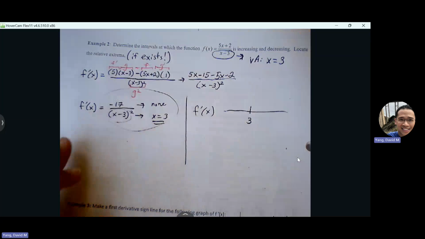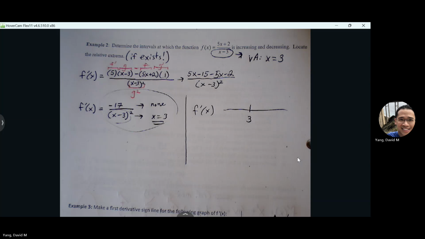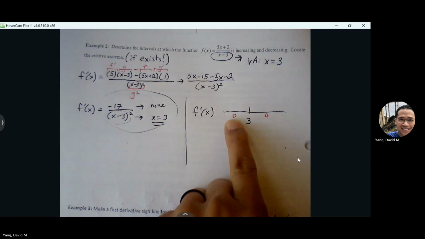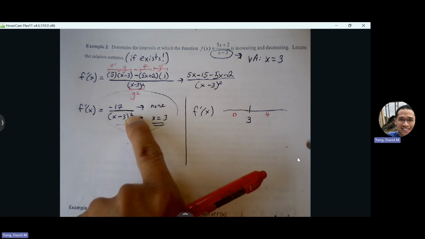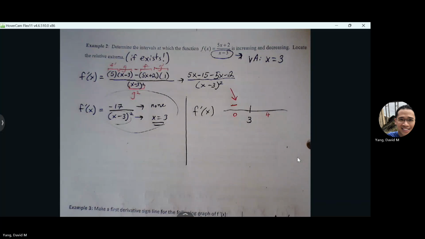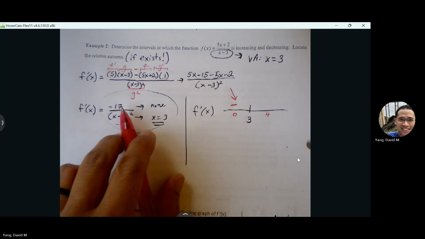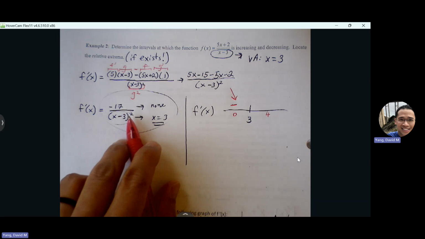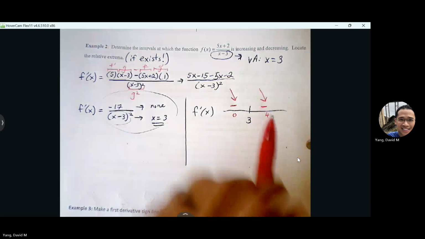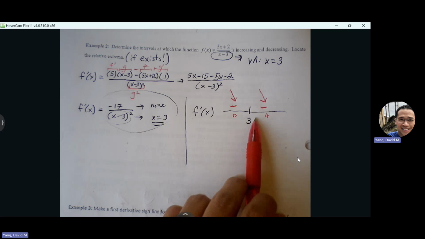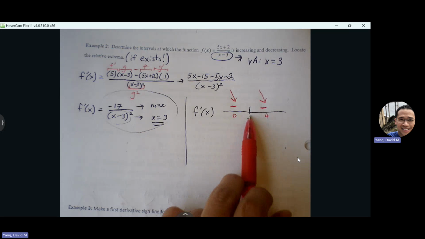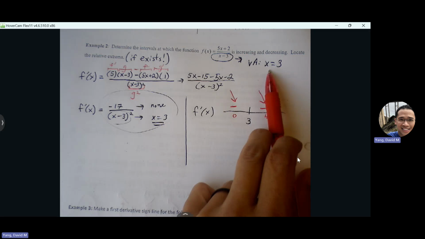So place 3 onto your derivative sign line. Take points on either side. It doesn't matter which points you choose. Insert them back into your derivative function. If I plug 0 in, anything that's squared is always positive, so negative over positive is negative. My graph is going to be decreasing. If I plug 4 in, the numerator stays negative and the denominator is still positive. Now, even if the arrows were going from down to up or from up to down, despite what the arrows are telling us, this can never be a relative max or relative min, right? Because we already know that there's a break there.